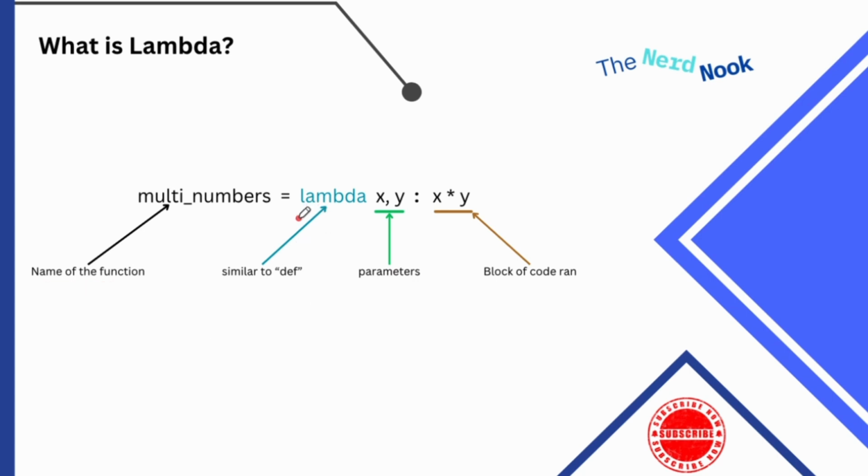And then we say the value of this is equal to now a lambda function. The value of this variable is going to be an anonymous function. We then create our parameters separated by a colon. Whatever is after the colon, this is our expression. This is the block of code that's going to run.